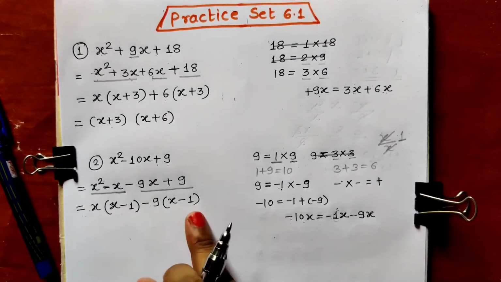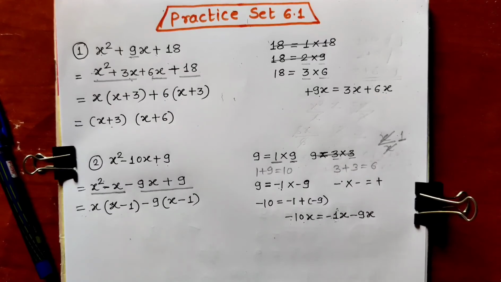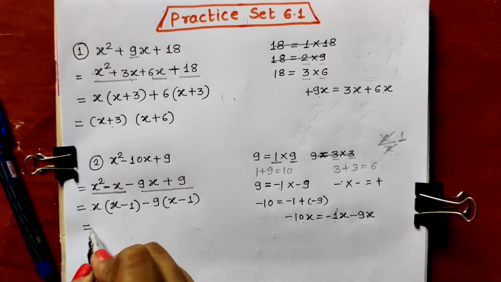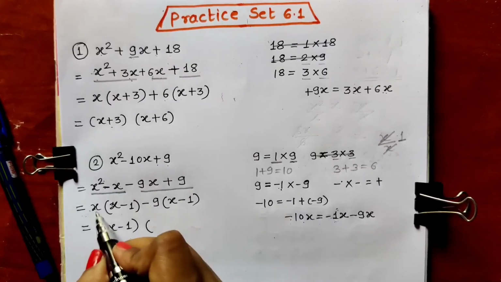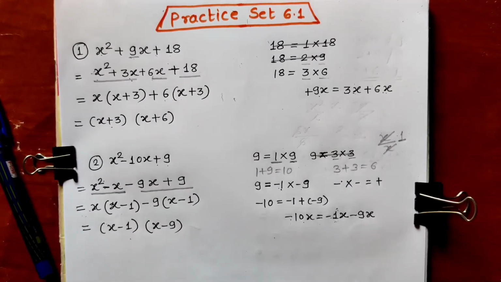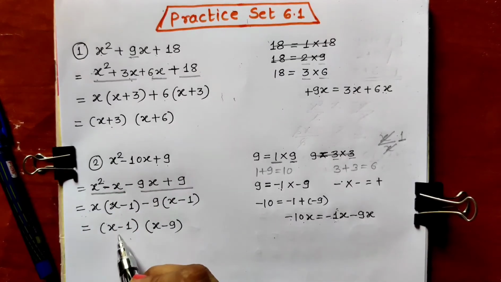So we can see that this bracket is same. Always see that the bracket should be the same. If the bracket is not the same, that means somewhere we have made a mistake. Here the bracket is the same. We will be writing this bracket one time. This is the common bracket, and in the second bracket we will be writing the remaining terms, x minus 9. In this way, the factors of x square minus 10x plus 9 are x minus 1 and x minus 9.